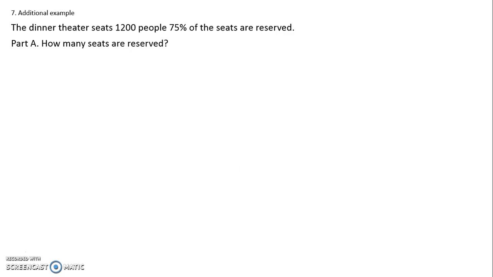Let's take a look at number 7. Here's an additional example. There's several ways to look at this problem. It says the dinner theater seats 1,200 people. 75% of the seats are reserved. How many seats are reserved?